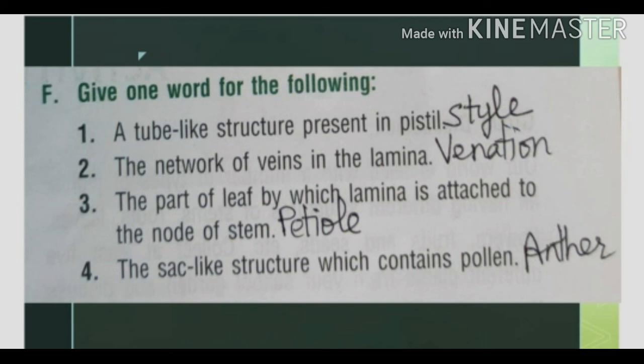Third, the part of the leaf by which lamina is attached to the node of stem. It is called petiole. Now fourth is the sac-like structure which contains pollen. It is anther. Its answer is anther.